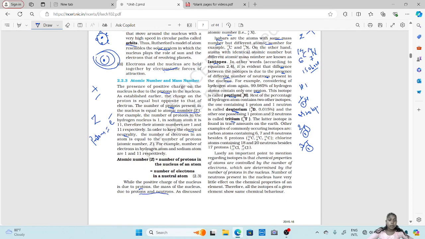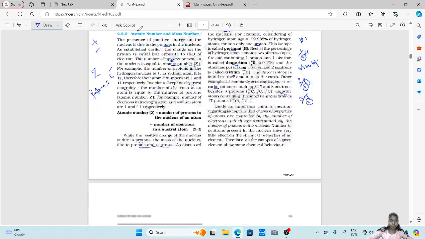This is because of the number of neutrons, because mass number is the addition of protons and neutrons, right? Protons plus neutrons form the mass number. So changes in neutrons will cause the difference in mass number, but the atomic number will remain the same. And there are 18 and 20 neutrons besides the 17 protons of chlorine. So chlorine and carbon are the commonly occurring isotopes besides hydrogen.